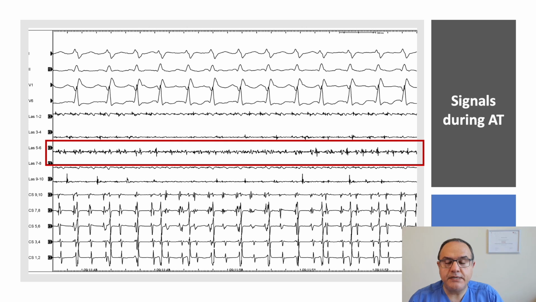Here we can see the recorded potentials on the lasso catheter located on the circuit of the micro reentrant tachycardia, and we can see especially on lasso 5-6 the continuous electrical activity, which is a hallmark of micro reentrant tachycardia in this patient, and confirms the diagnosis because we see that in a small area we have more than 75% of the tachycardia cycle length. This continuous electrical activity also confirms the diagnosis of micro reentrant atrial tachycardia.